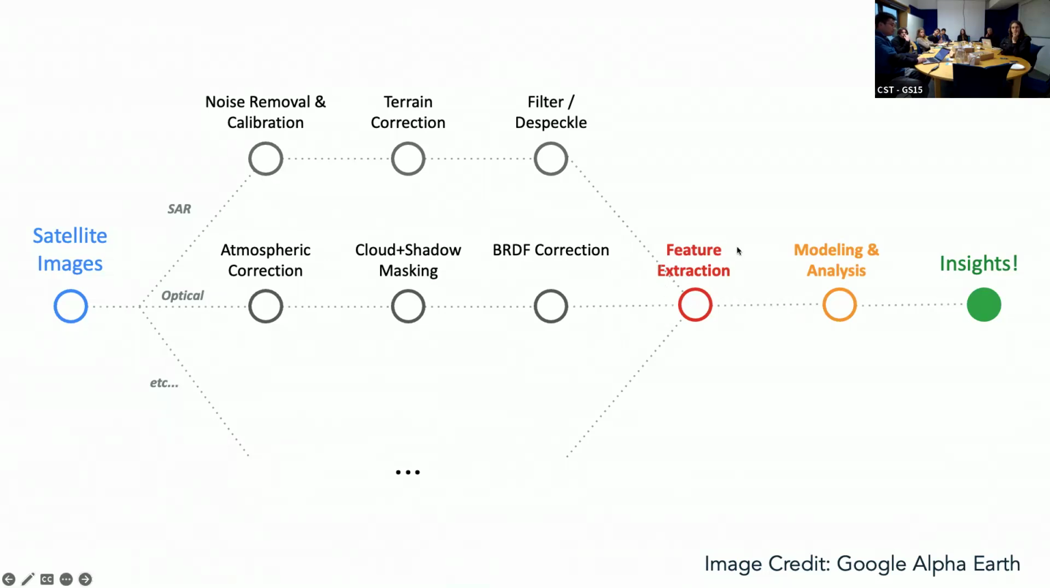Then after we have these features, we use some modeling and further analysis, so that in the end we have some insights. Let's say how much crop field there is for this year, and also whether this forest has changed or not.